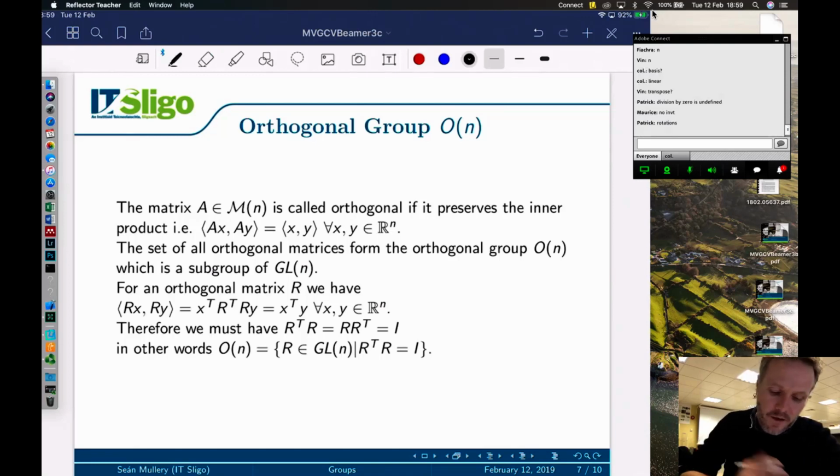It's not vitally important. So we have then got a thing called the orthogonal group, which is the one that preserves the inner product.